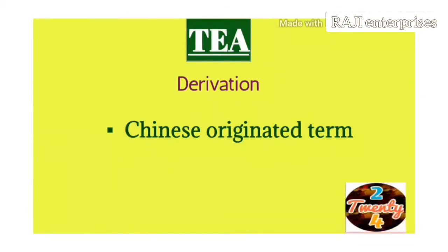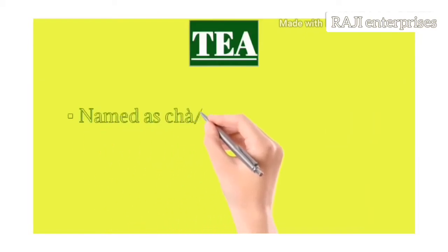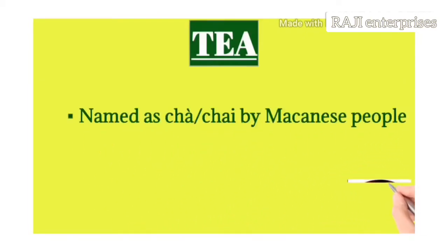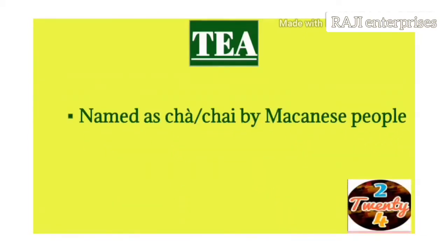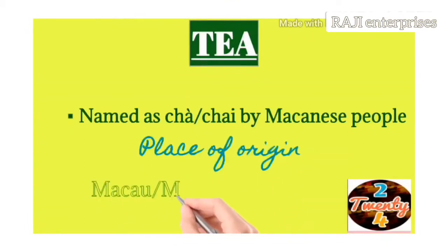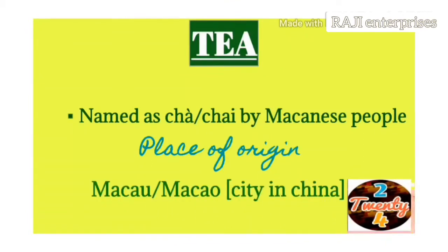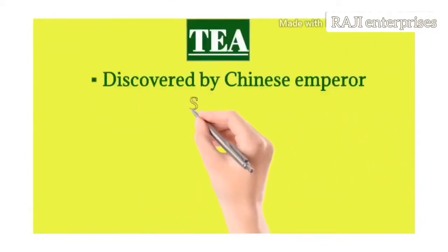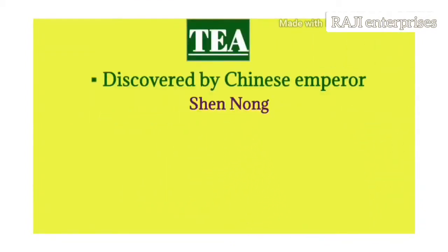These were the Macanese, the Chinese people who first named it chai. The word has its ultimate origin from the Chinese city, that is Macau. It was first discovered by the Chinese emperor known as Shennong.